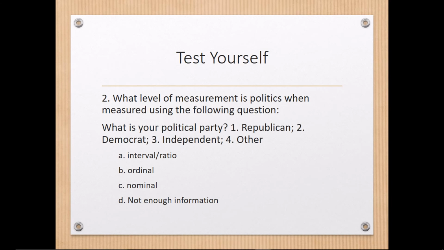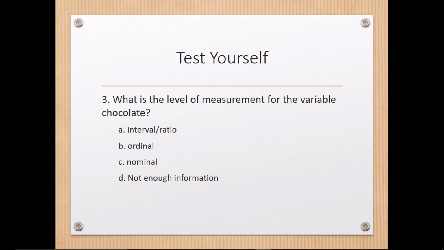Okay, here's another one. This is an example of what type of measure? What is your political party? 1 Republican, 2 Democrat, 3 Independent, 4 other. This is an example of a nominal measure. Here's one more. I'm pretty sure you understand that we would need to know how chocolate was measured before identifying the level of measurement. So in this case, we just don't have enough information.